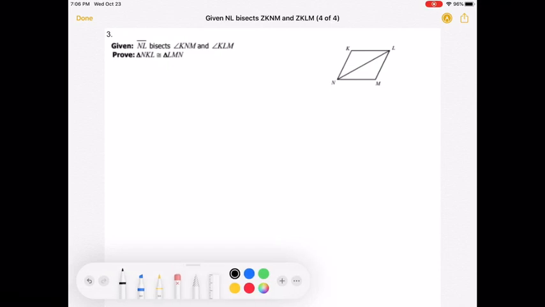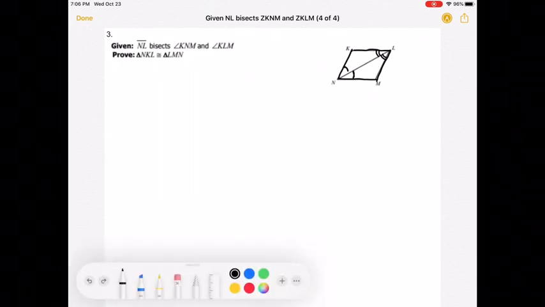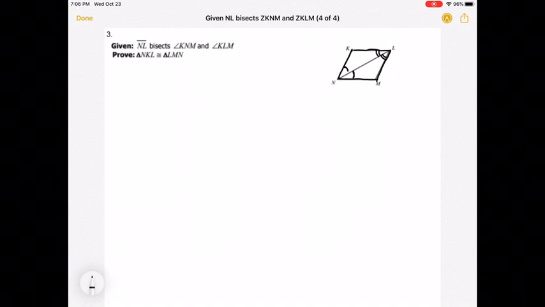All right. NL bisects KNM. So KNM is here. So if that bisects it, we know that this angle is congruent to this one. All right, and it also bisects KLN, so that angle, meaning those two are congruent to each other. This doesn't make this one and this one congruent, okay? It doesn't tell us that, so be careful on that. So I marked my information there. All right, I'm going to set up my table.